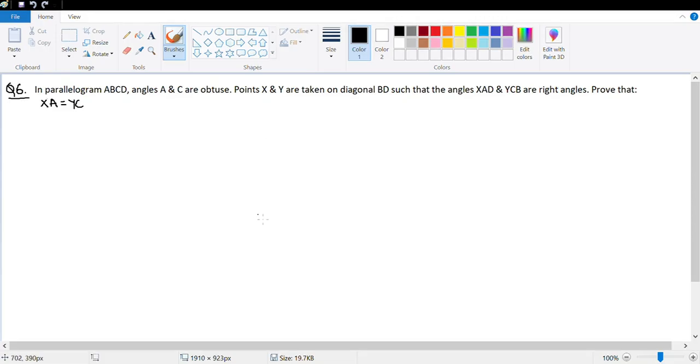Hi guys, let's look at the next question. Question number 6. In the parallelogram ABCD, angle A and C are obtuse. X and Y are taken on diagonal BD such that angle XAD and YCB are right angles. We need to prove that XA is equal to YC.